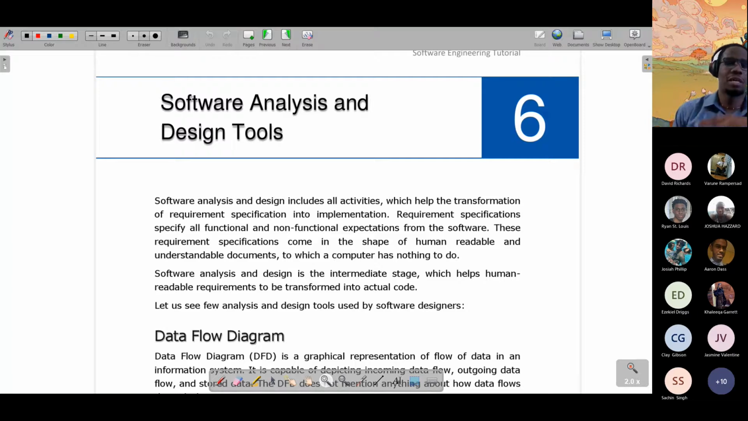So that's good because this is where the subject IT and the subject computer science overlaps. If you're doing IT, chances are you may have already done the data flow diagrams up to this point. Yes or no? Yes, sir.